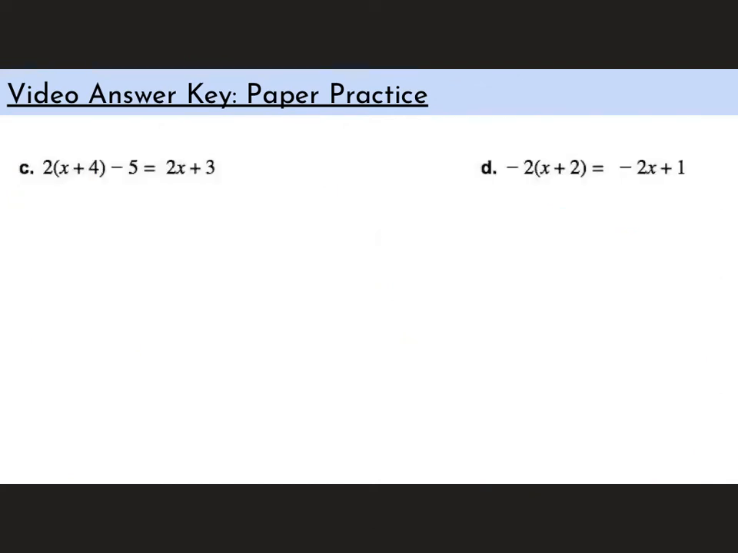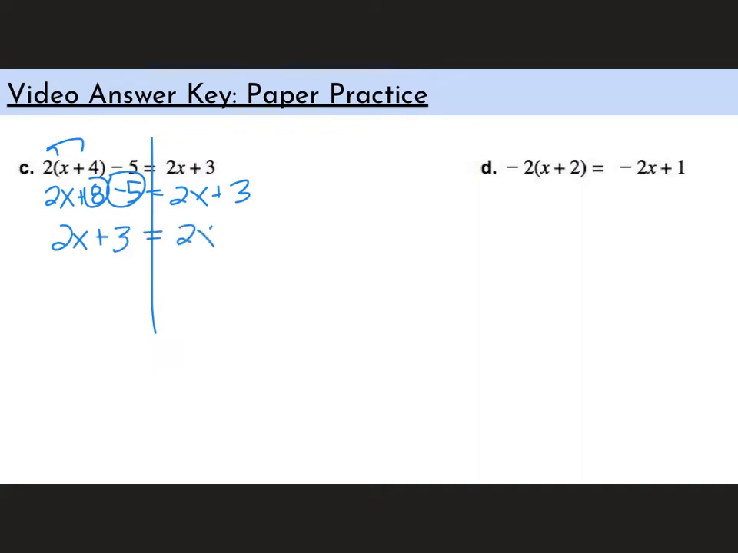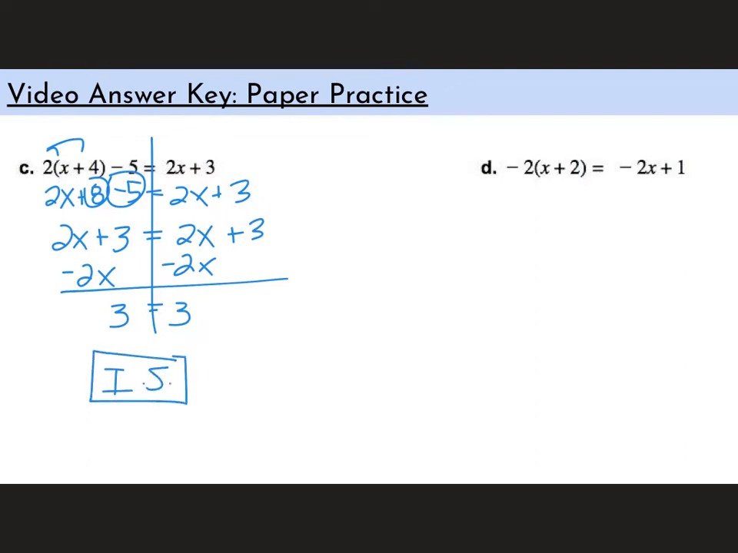All right, next one here. We have distributing to start. So we'll get 2x plus 8 minus 5 equals 2x plus 3. We'll combine like terms, giving us 2x plus 3. Let's get our variables together by subtracting 2x on both sides, leaving us with 3 equals 3. This is a true statement, which means we have an infinite number of solutions, so anything we would choose to plug in for x would work.